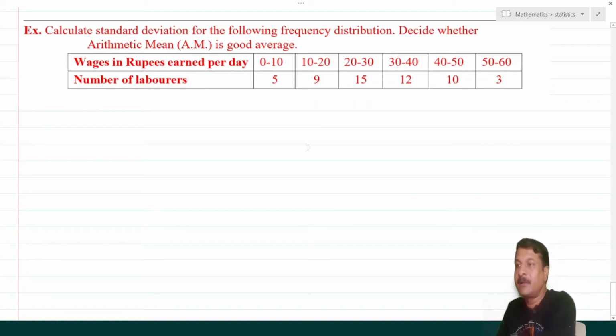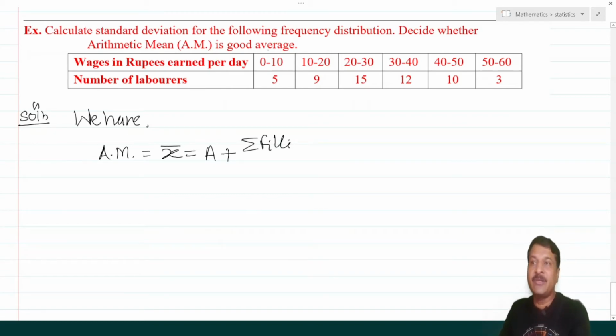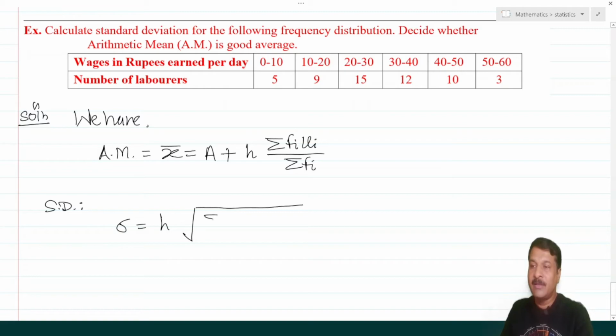So here solution is, what we want to find is standard deviation. You write the formula first, then we can decide the table. So here arithmetic mean we want to check. What is that? It is x bar. It is equal to random mean or working mean plus h summation of fi ui upon summation of fi. Definitely h is active here because of the interval. And standard deviation, that is sigma, equal to h into under root of summation of fi ui square upon summation of fi minus summation of fi ui upon summation of fi whole square. So this is the formula, that is sigma equal to h.